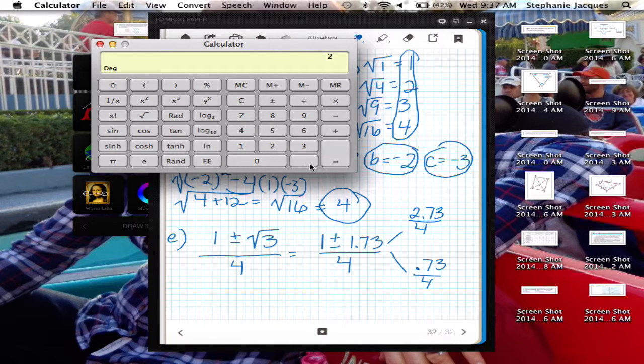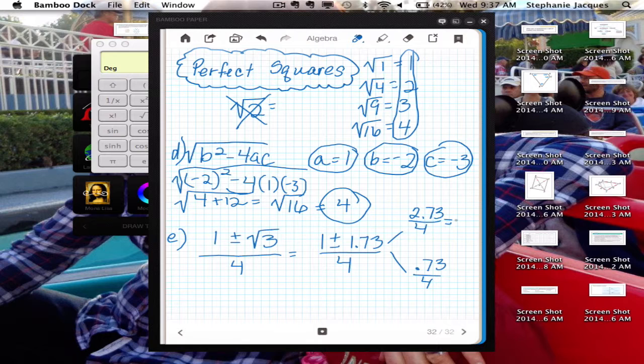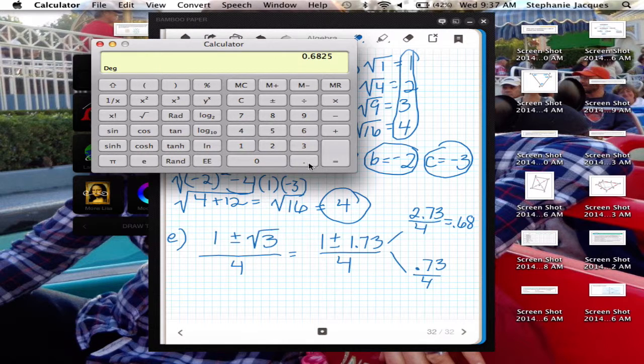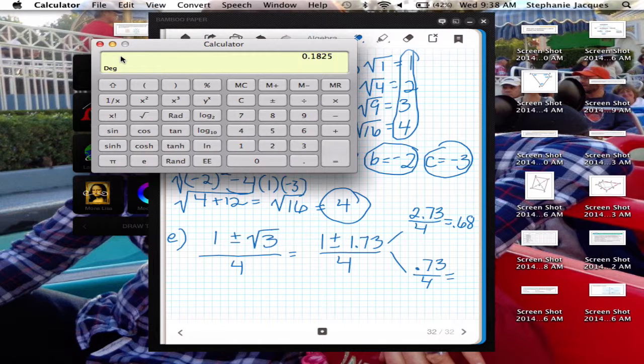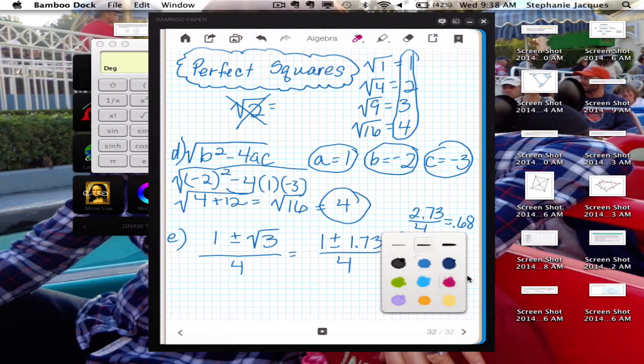So I do 2.73 divided by 4, and I get 0.6825. And if I'm rounding to the nearest hundredth, it's going to be 0.68. Now I'm going to do the other one. So I have 0.73 divided by 4. And that's going to give me 0.1825. So to the nearest hundredth would be 0.18. And I changed colors.